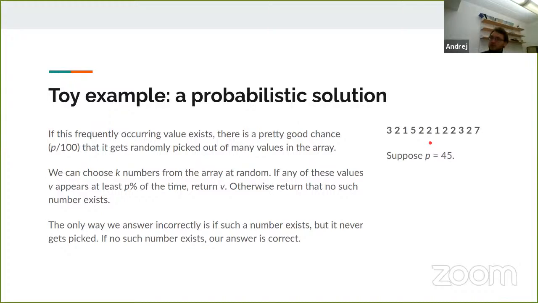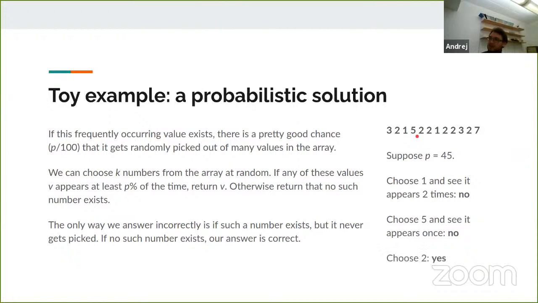And let's look at a run. We choose the value 1 and see that 1 occurs only twice in this array. The answer is no. We choose 5, and it occurs only once. So the answer is no. And then third time's the charm. We choose 2. We see it occurs 5 times. That's at least 45%. Therefore, we return 2.